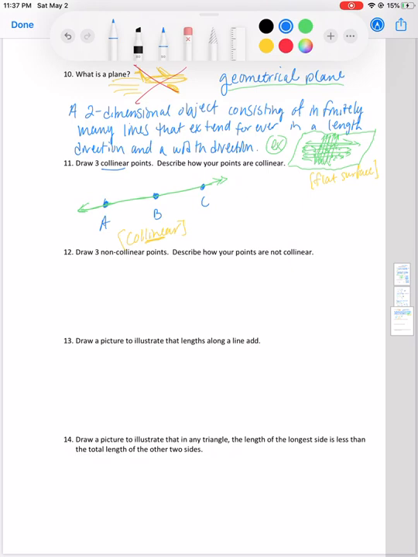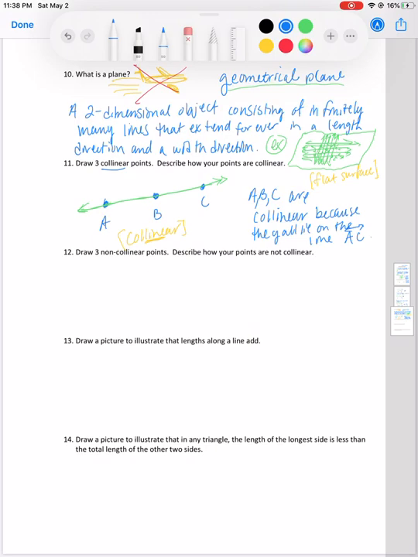So we can say that A, B, and C, those are all capital letters, are collinear because they all lie on the line AC. So I'm just going to pick two of the points and then put that there like that. Put the little arrows. Okay.